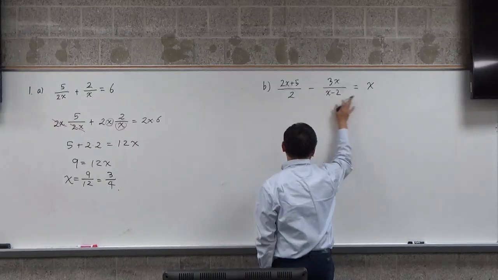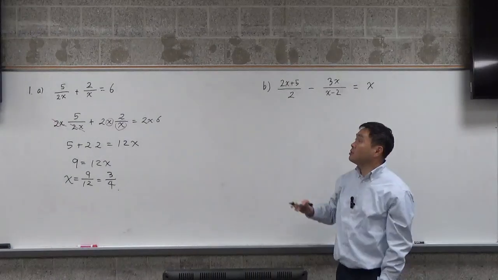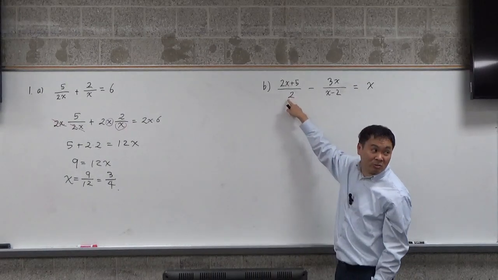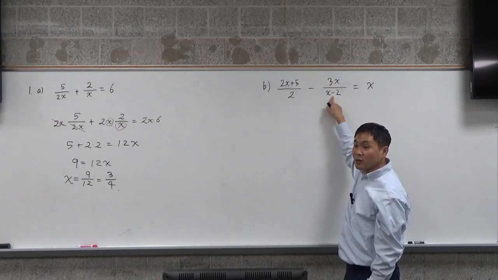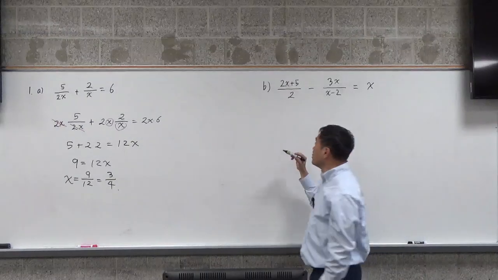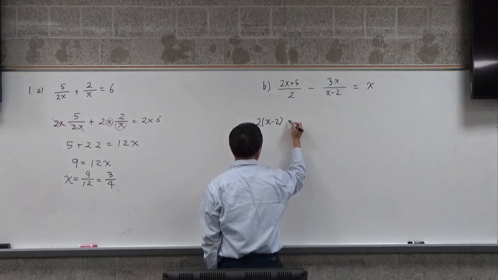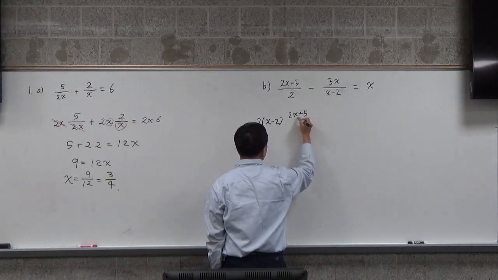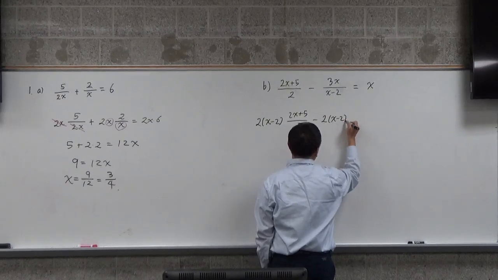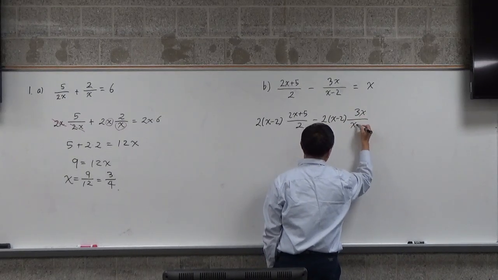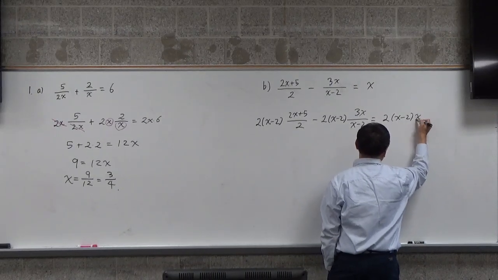Okay, so for this one, what should I multiply to get rid of the denominators? First, 2 has to be multiplied in order to kill this one. But to kill this one, what do you have to multiply? X minus 2. So we have to multiply by both. So we're going to multiply by 2 and x minus 2 to all of the terms. So this is the first term, and then there's another term, 3x over x minus 2, and then 2 times x minus 2 times x.